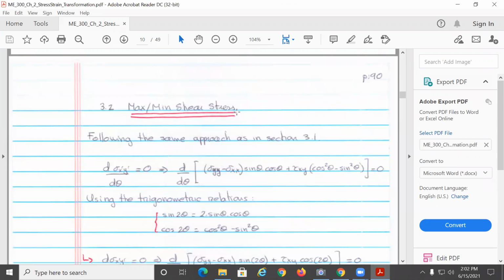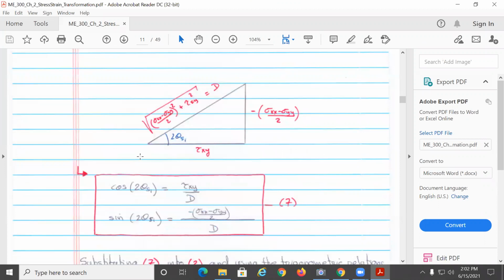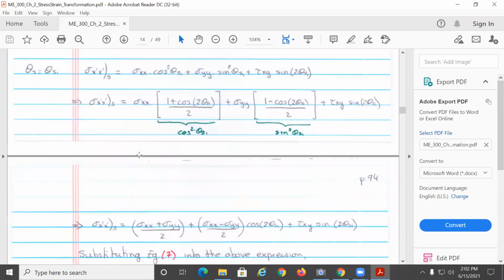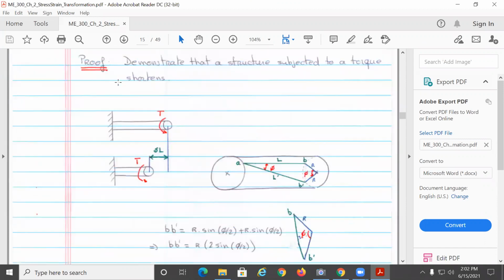Maximum shear stress, minimum shear stress. So this is the Tresca. You take the derivative and you get all these expressions here. Okay. Whatever I give you here.